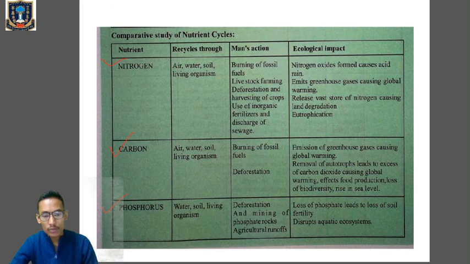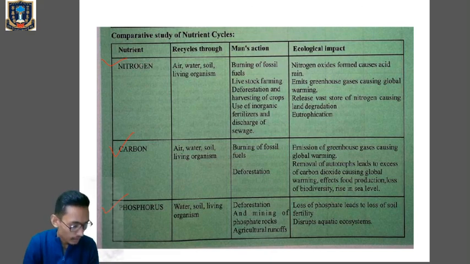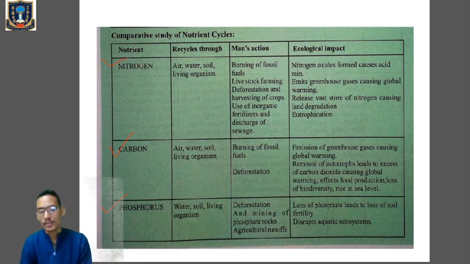It recycles through water, soil, and living organisms. Man's action on the phosphorus cycle: deforestation, mining of phosphate rocks and agricultural runoffs. Impact on ecosystems: loss of phosphate leads to loss of soil fertility and disrupts the aquatic ecosystems. So here we have finished the nutrient cycles, where you have learned about the nitrogen cycle, carbon cycle, and phosphorus cycle, and lastly we have learned about the hydrological cycle.